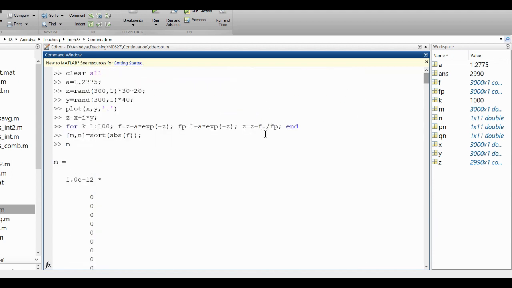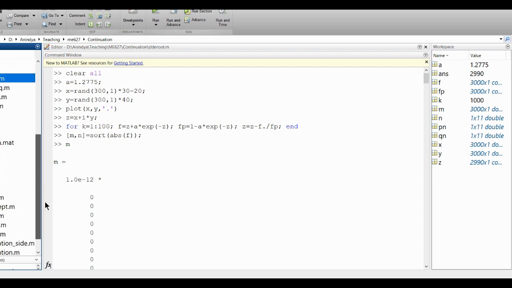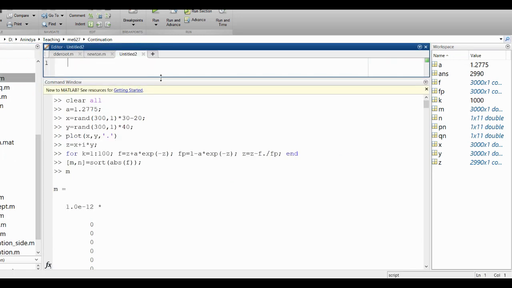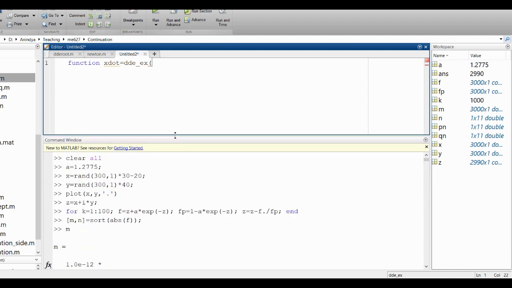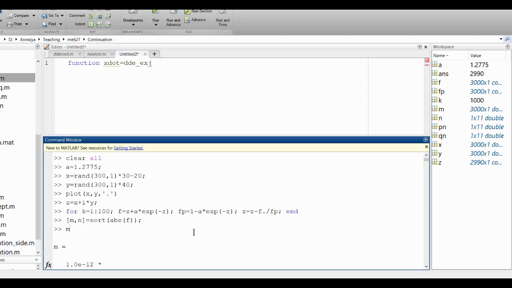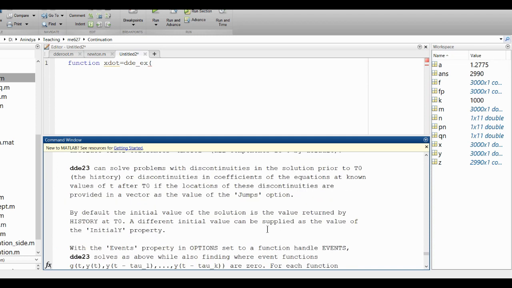So over here, let me open, let's see, I have to start a new file. So let me start a new file here, and let me say function x dot equals DDE example. Now let's go back here and see what our function has to return.